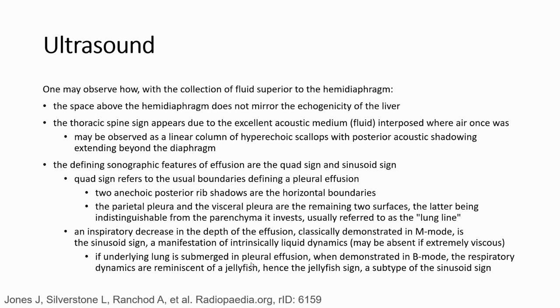The defining sonographic features of effusion are the chord sign and the sinusoid sign. The chord sign refers to the usual boundary defining a pleural effusion: a posterior shadow and a horizontal boundary. The parietal pleura and the visceral pleura are the remaining two surfaces, the latter being indistinguishable from the parenchyma, in vest, usually referred to as the lung line.